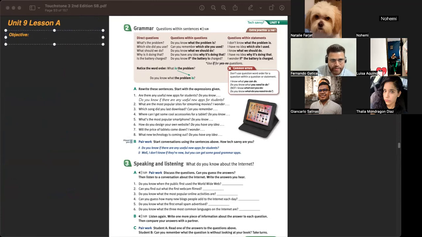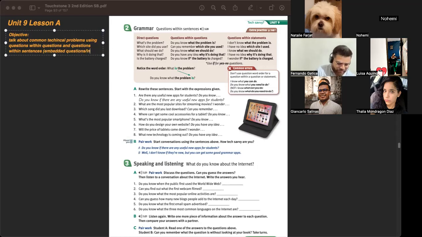In this lesson, we talked about common technical problems using questions within questions and questions within sentences. Another word for these are embedded questions. And another word for them is indirect questions.